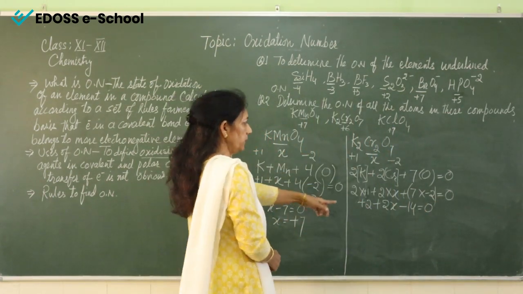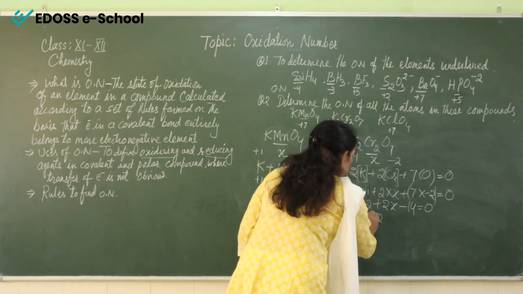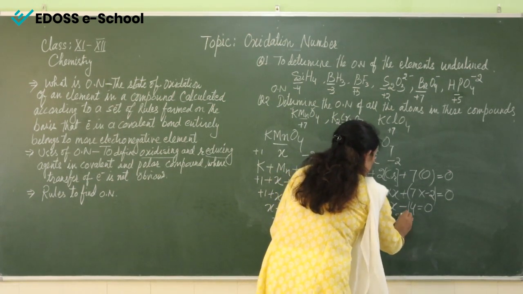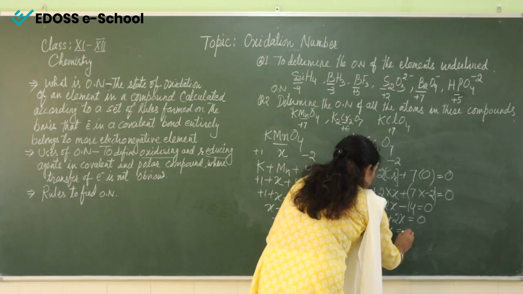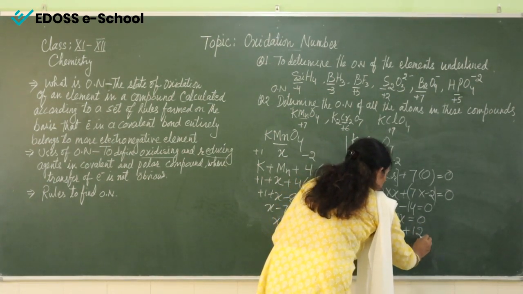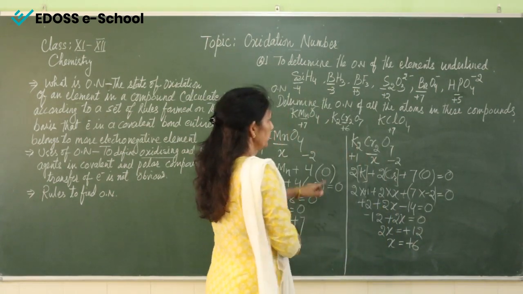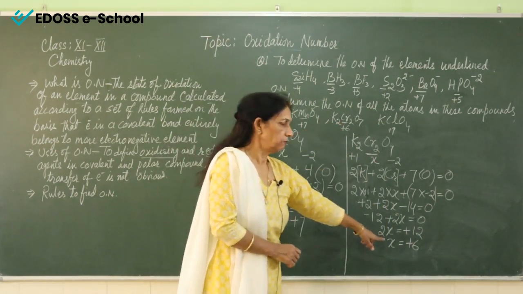Now we can solve it. So 2 minus 14 is minus 12. So minus 12 plus 2x is equal to 0, or 2x is equal to plus 12, or x is equal to plus 6. So you can see here the oxidation number of chromium is coming plus 6.